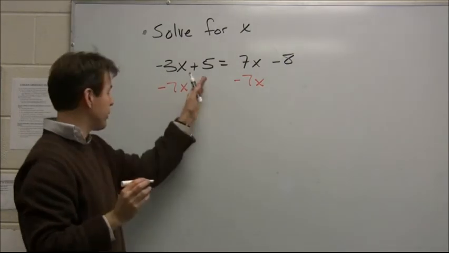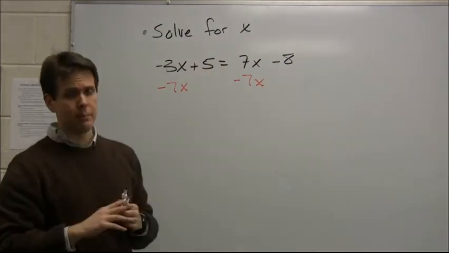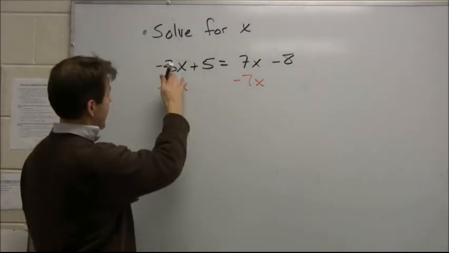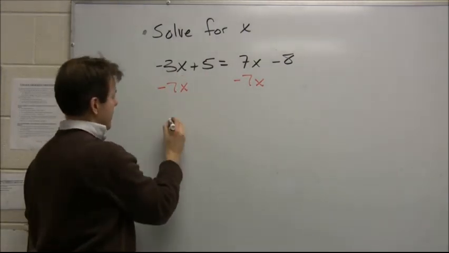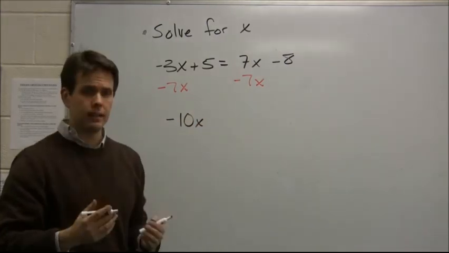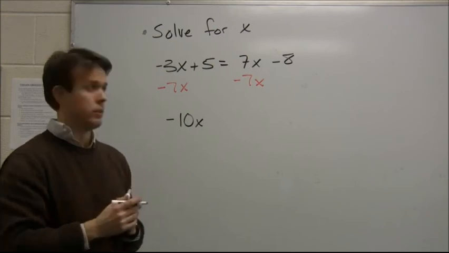Okay. Now in the same step I could move this 5, but I'll pause and we'll do that maybe the next example. I'll show you how you can do it in one step. Let's just simplify here. So negative 3x minus 7x is a negative 10x. Make sure you go back and look at your arithmetic on knowing how to subtract and add signed numbers.